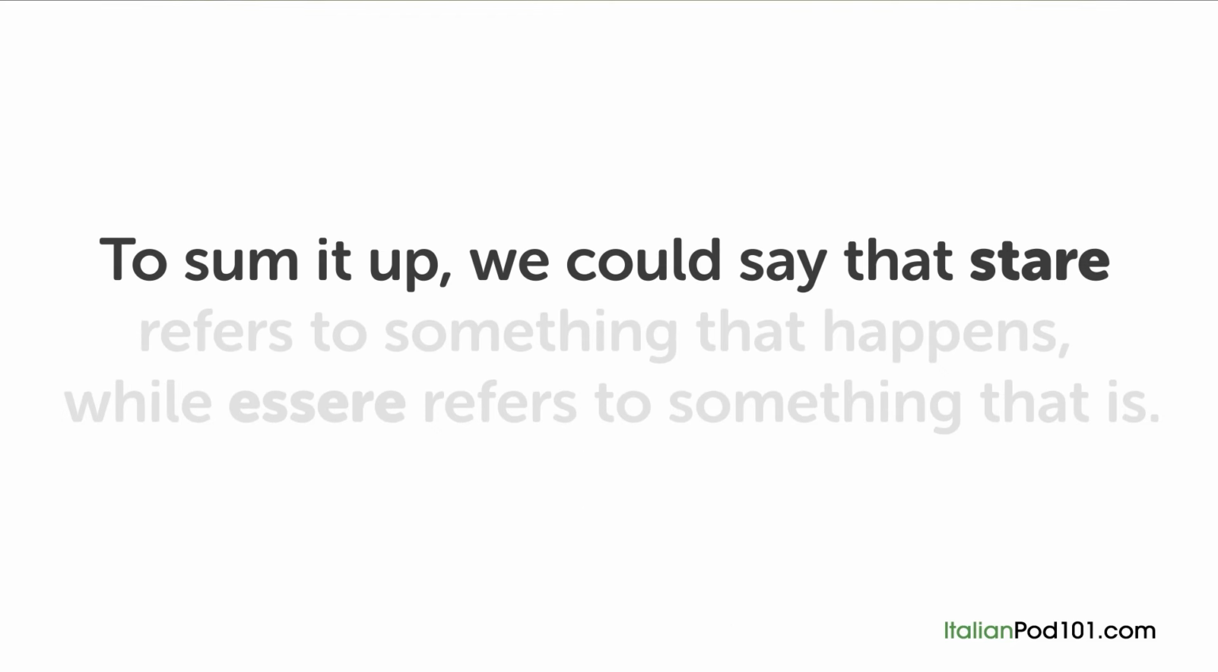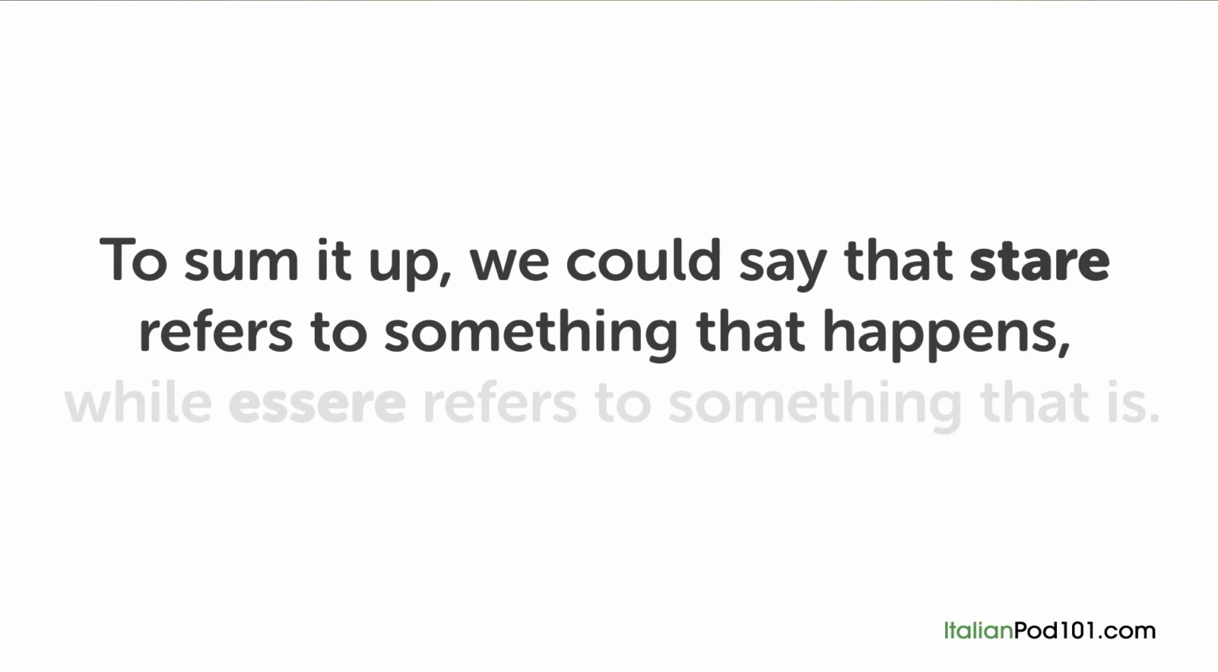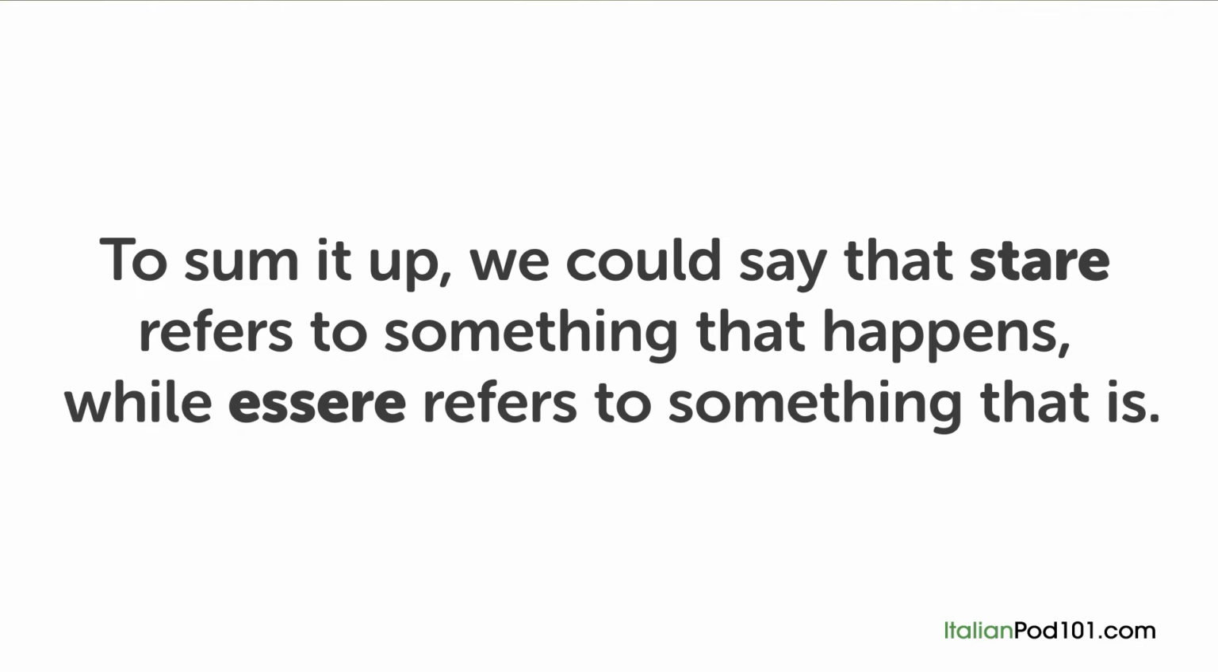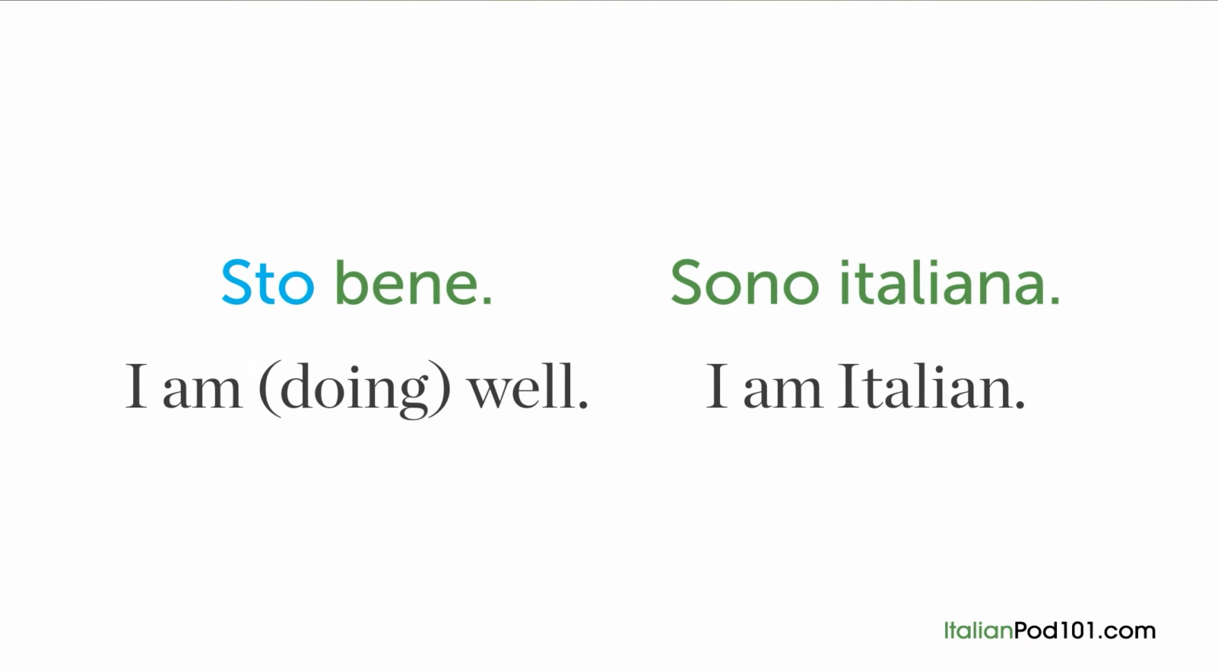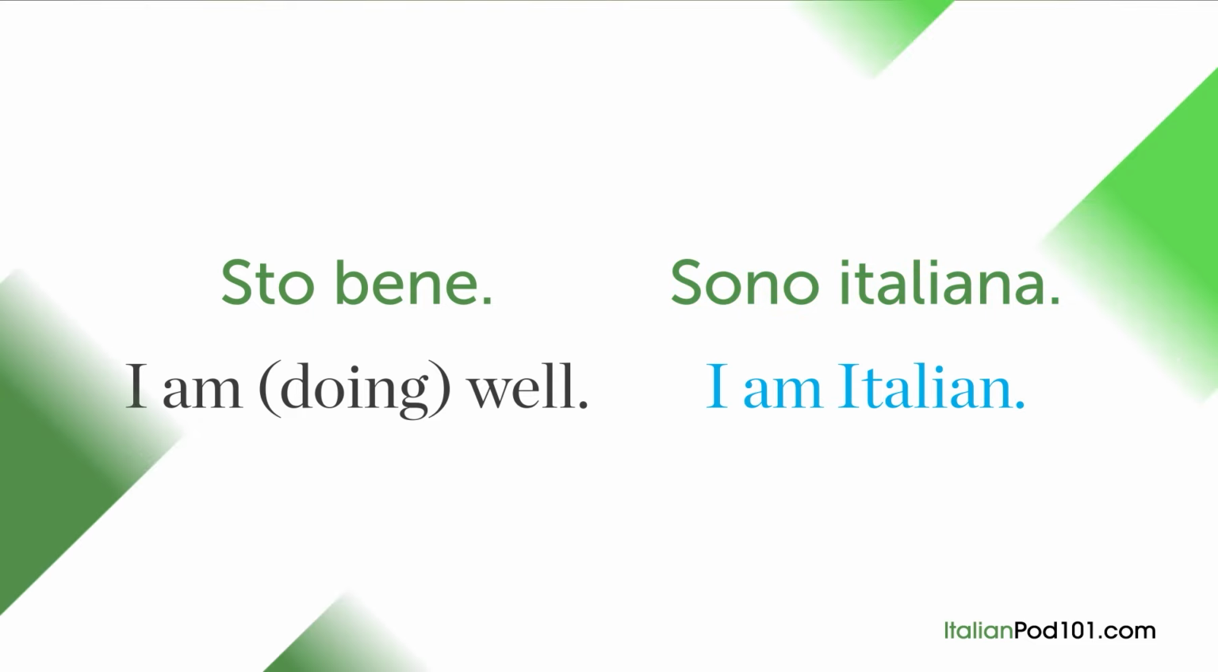To sum it up, we could say that stare refers to something that happens, while essere refers to something that is. Here is another tip. Keep in mind that sto is commonly used with adverbs, as in sto bene, I am doing well. Sono isn't. Sono can be used only with adjectives, and in sono italiana, I am Italian.